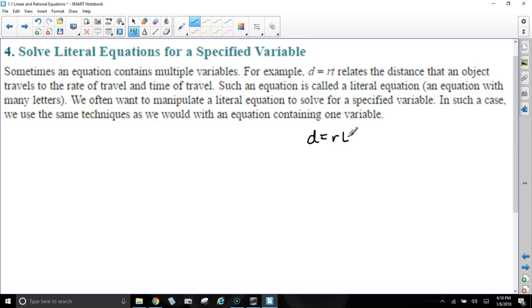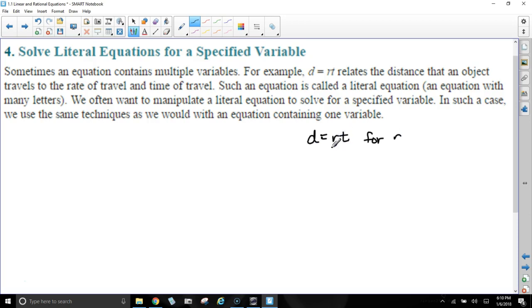Perhaps what we know in this type of relationship is we know the distance. We know how long it took us to get there. What is the rate? Maybe that's what we want to know. So we want to solve this literal equation, and it will say for a specified variable, for r, for example.